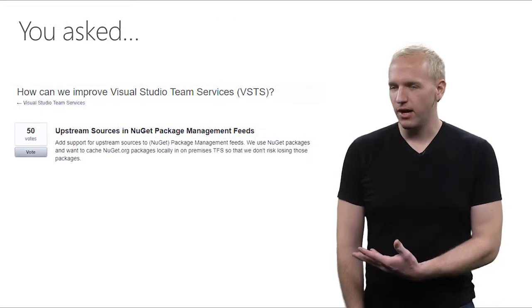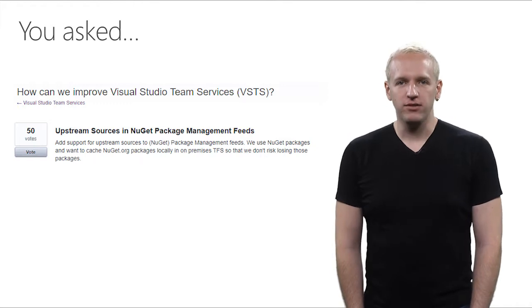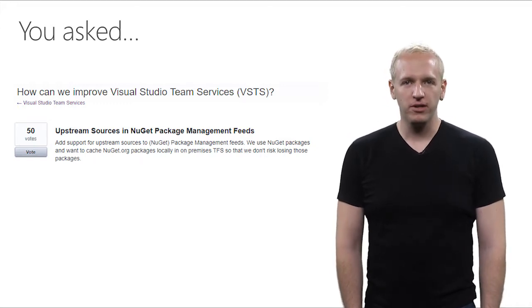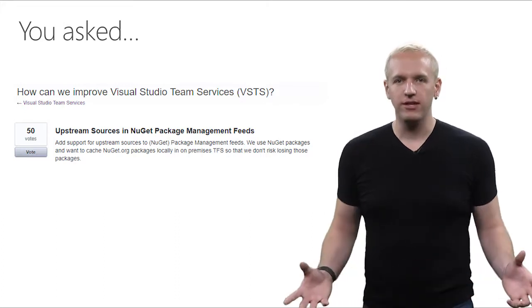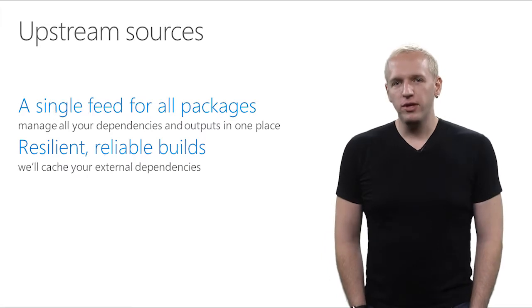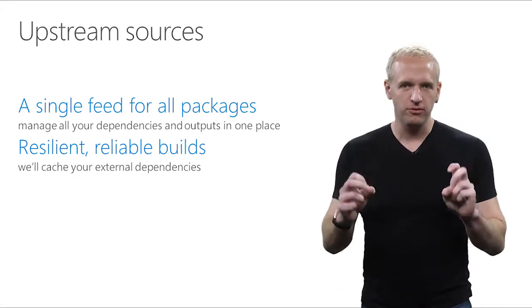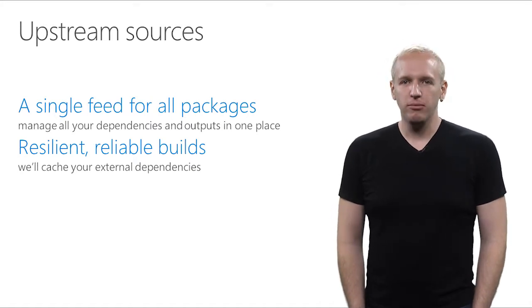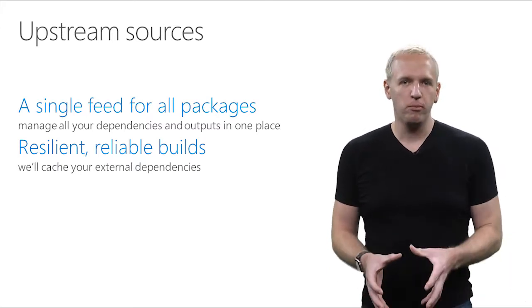Now, let's move on to upstream sources. Many of you have asked for a way to save packages from public sources like NuGet.org, so you can rely only on VSTS or your TFS server to have all the packages that you need for your builds. In VSTS, we think of any package source outside your primary product feed as an upstream source for your feed. By adding upstream sources to your feed, you can ensure that all the packages you use and all the packages you produce live together in one place.